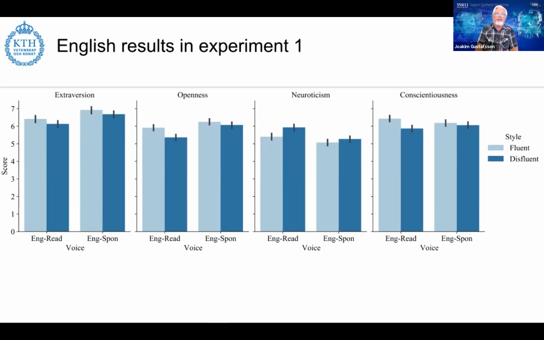So overall, we can say that we got the same results for English read speech as in the original study. So more neurotic and less of the others. It's the same tendency, the same direction for English spontaneous speech, but less so. So only extroversion and openness are real here. I mean, are significant.